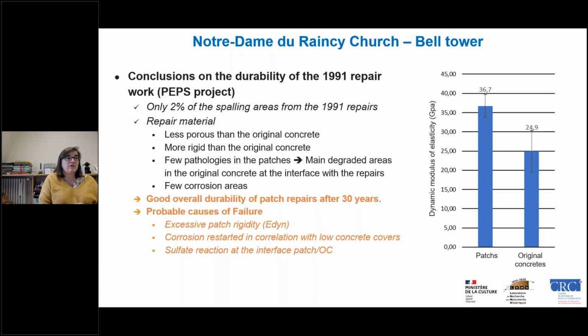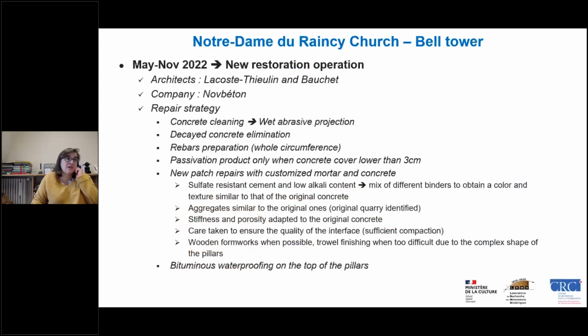The main degraded areas were in the original concrete at the interface with the repair, with a few corrosion areas. And what we suspect is that it has nothing to do with the incipient anode mechanism, but more with the mechanical performance differences between the patch and the original concrete. So good overall durability of the patch repairs over 30 years, and the probable causes of failure: excessive patch rigidity, corrosion restarted in correlation with low concrete covers, and sulfate reaction at the interface between patch and original concrete.